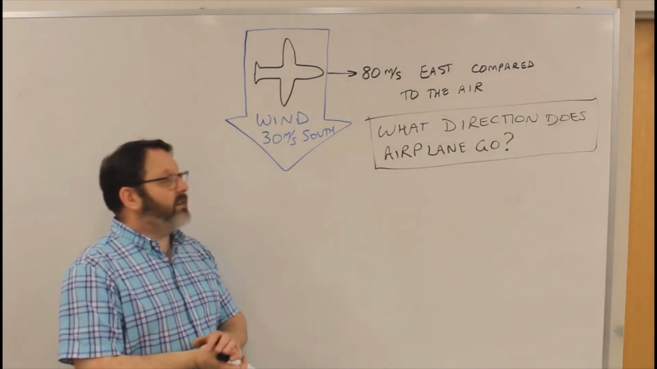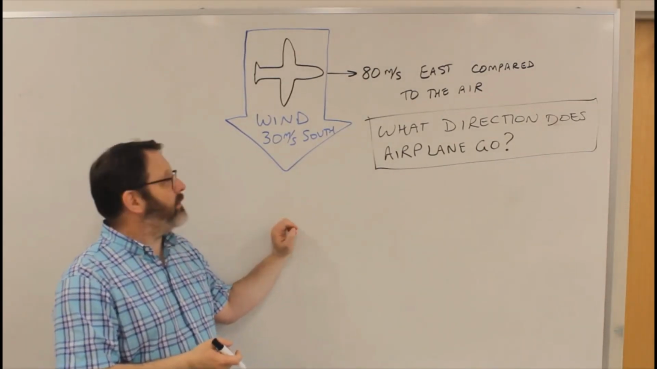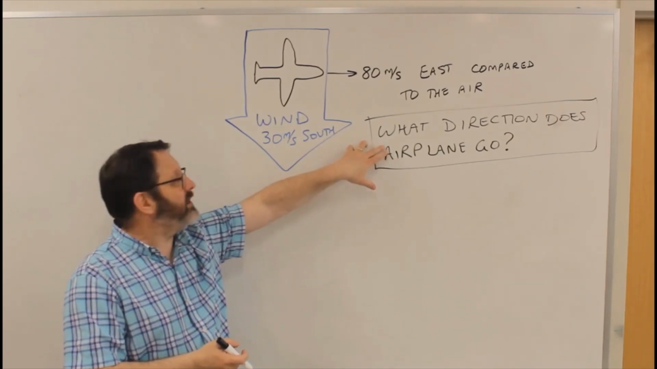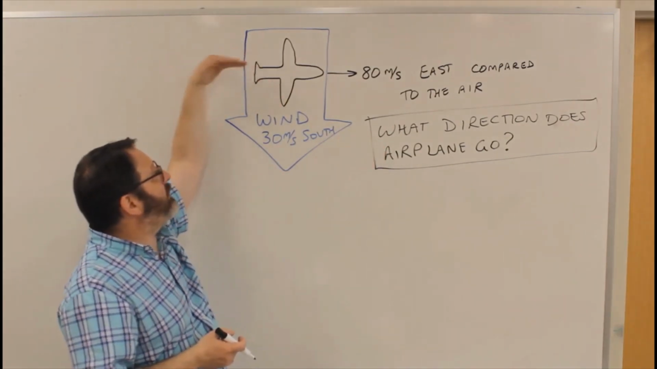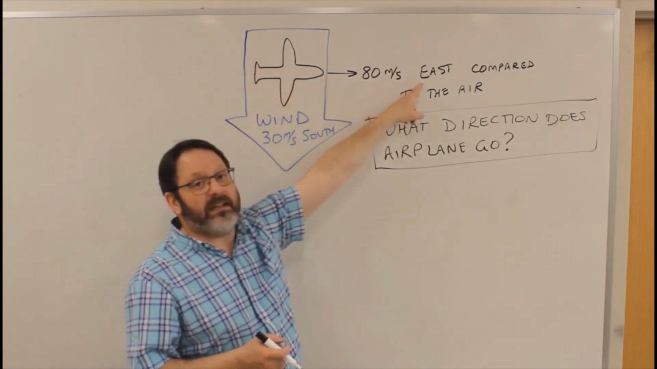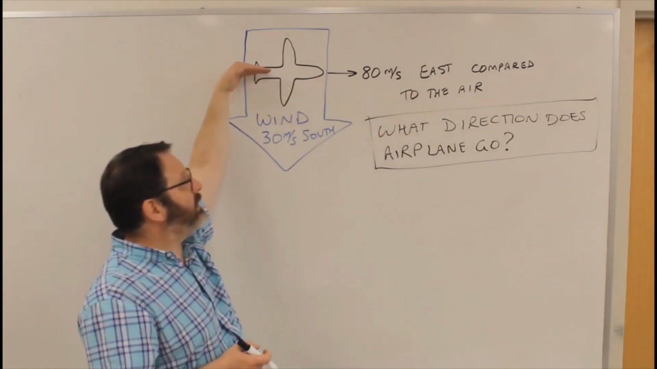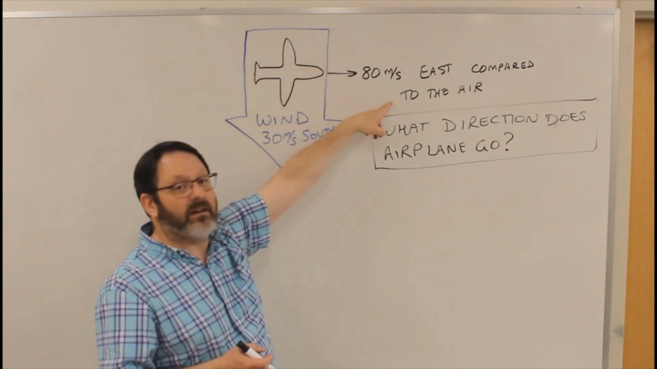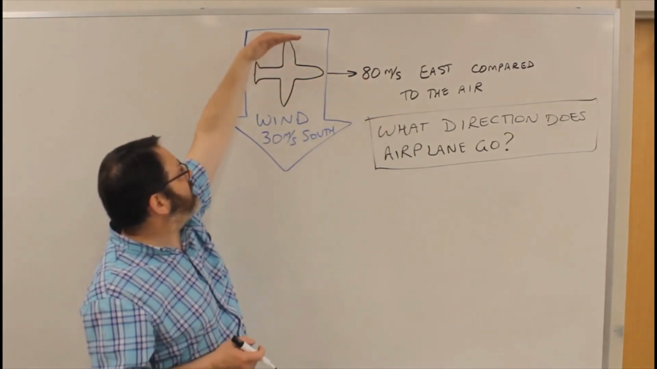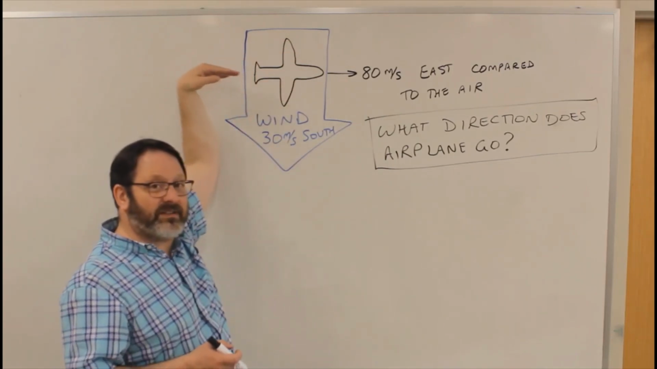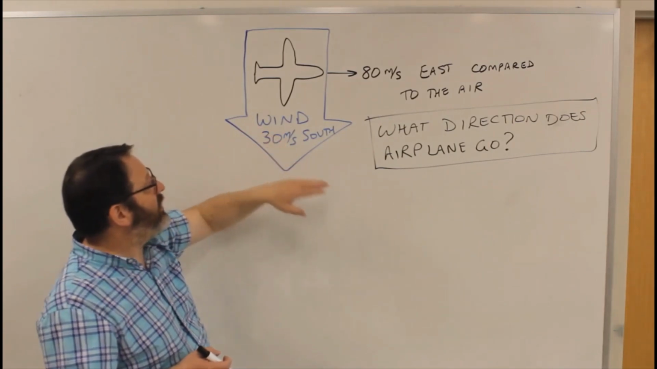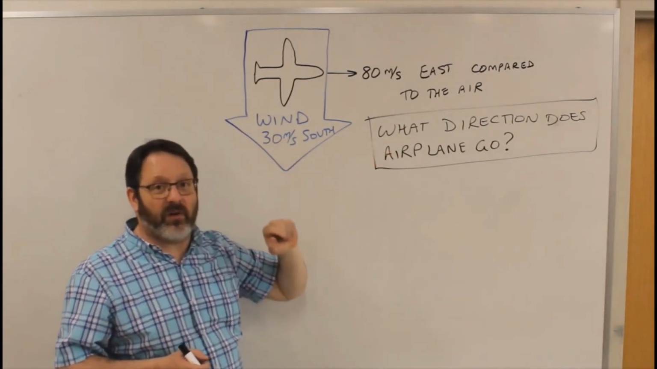This is another example of a relative motion problem. So if I have the question, what direction does the airplane actually go? If we have an airplane that's pointed directly east and going, according to them, 80 meters per second compared to the air, but there's a wind blowing south, so this airplane is actually traveling in wind that's going south at 30 meters per second. What direction will the airplane actually go?